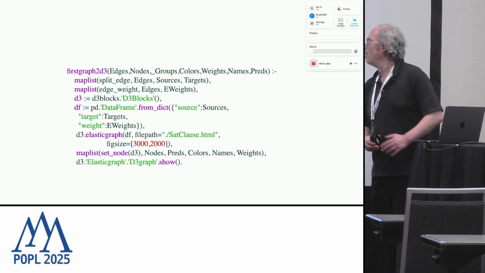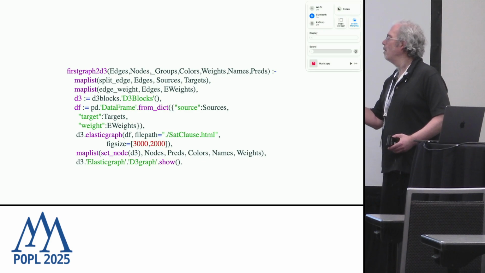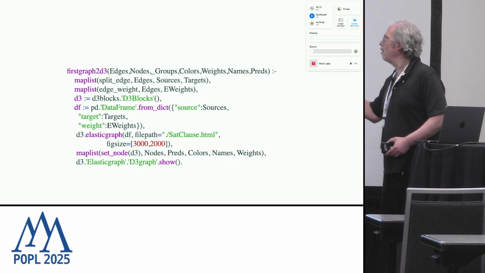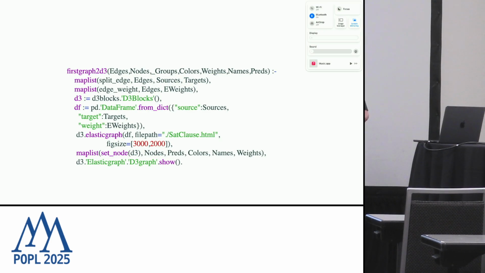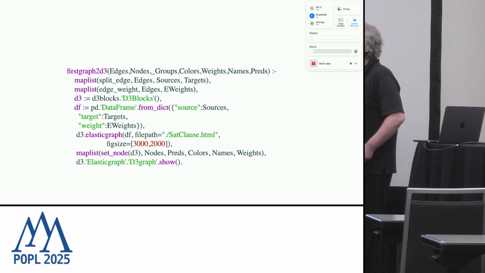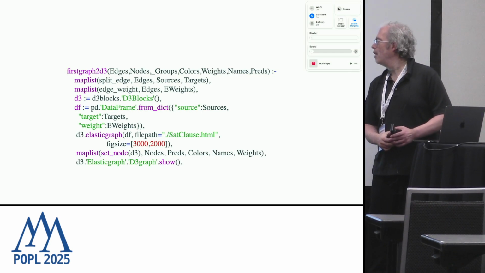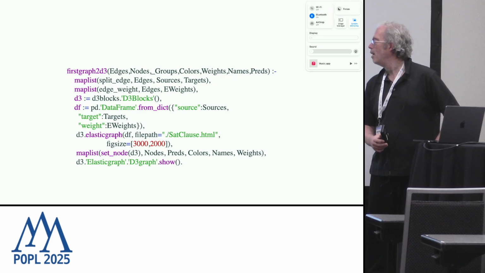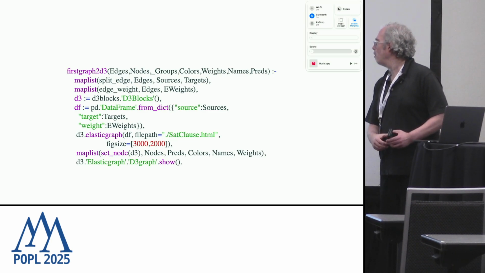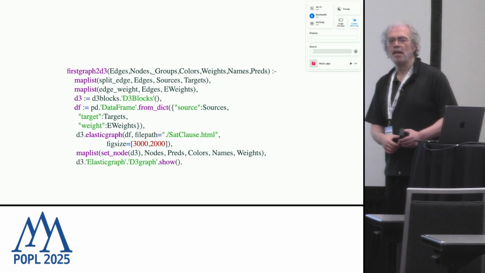So now what it does is, to call D3, it needs to create a data frame, which is pandas. This is Prolog code, by the way, from the dictionary, which is created by us using this notation that I mentioned about sources, targets, and weights. Then it calls the elastic graph algorithm on this data frame using this file path, which is where the answer was stored, and the fixed size, because it's going to be pretty large. And then at the end, it sets information about the three nodes and calls the elastic graph algorithm to show the result. So that's actually just the code that we used.